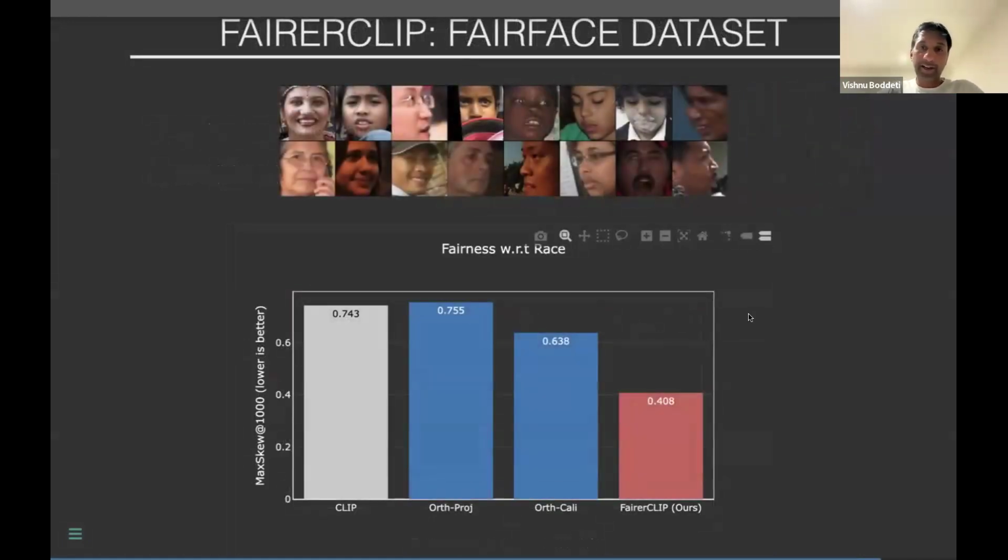Another data set, FairFace, and this is a metric called MaxSkew. Lower is better. And with our debiasing method, we were able to reduce this MaxSkew significantly. If you see, the original CLIP model is 74.3, we were able to get it down to 40. So ideal is 0. So there's still a gap, right? It's still not 0. So there's still 40% of a skew here, which we want to reduce. So there's still work to be done.